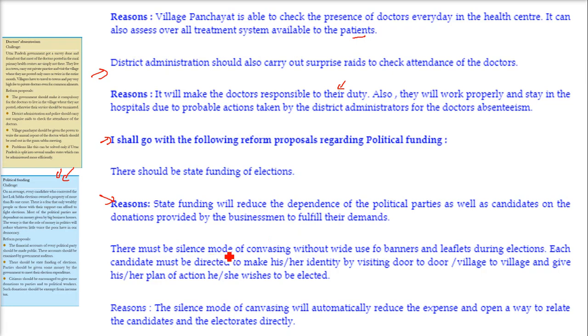And there must be a silent mode of canvassing without wide use of banners and leaflets during the elections. Each candidate must be directed to make his or her identity known by visiting door to door, village to village, and give his or her plan of action, what he or she wants to do for the people. And the reason is the silent mode of canvassing will automatically reduce the expense and open the way to relate the candidates and the electorate directly.